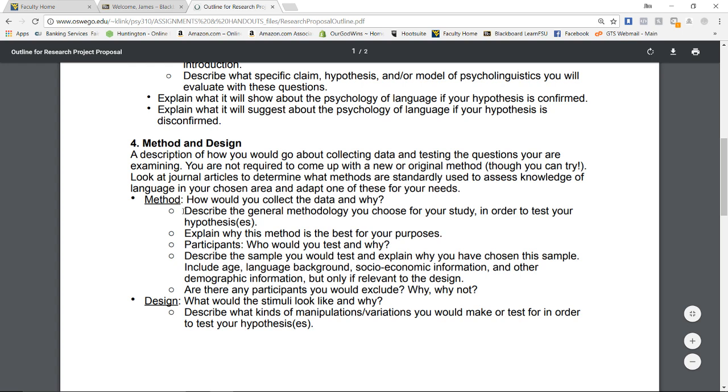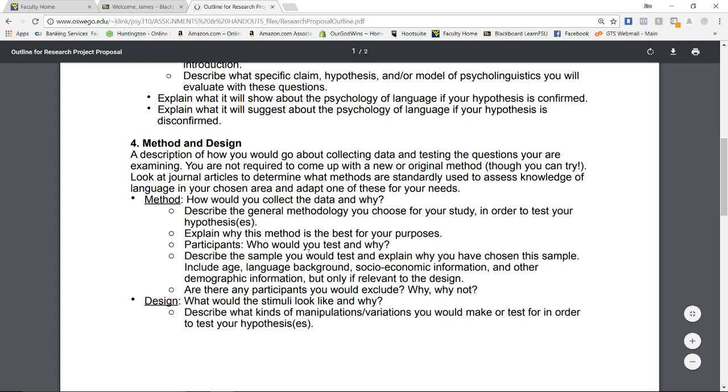Let's see what these bullet points say. Describe the general methodology you choose for your study. Explain why this method is the best for your purpose. So you will be doing your study, which mostly will be from research. So you'll describe basically the fact that you did some intense research on the subject, looking at both sides of the issue, or perhaps even multiple sides of the issue, discussing the different people that might be involved, those stakeholders again, remember, and considering who those stakeholders would be and why they're important, things like that.